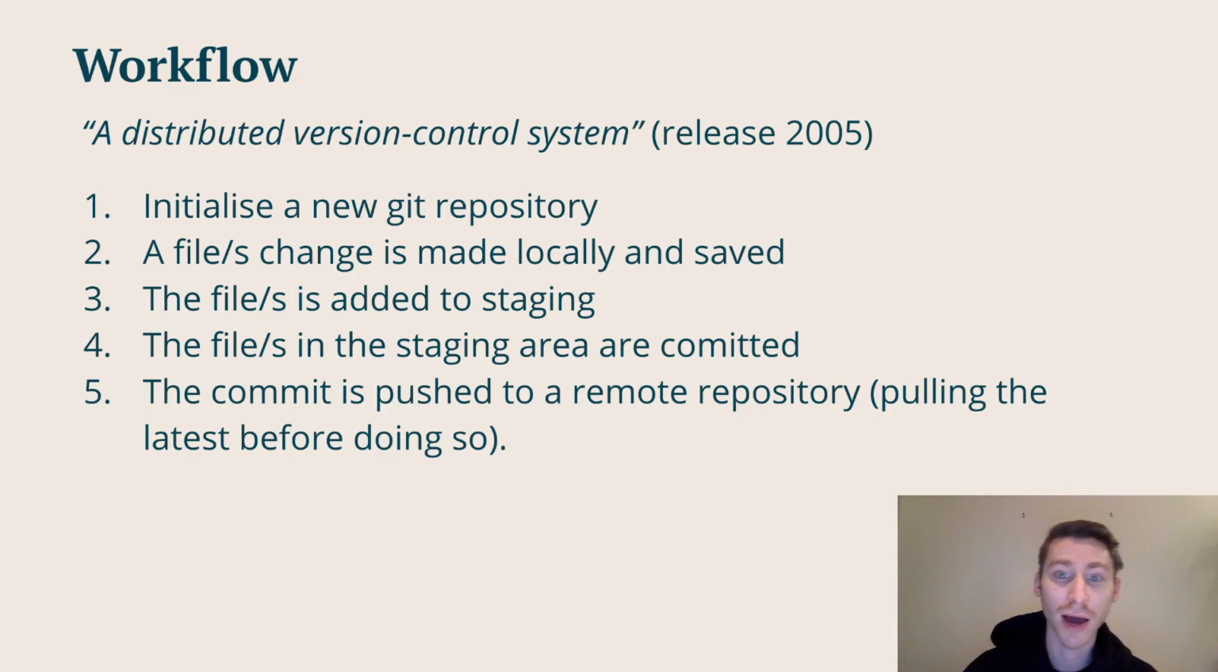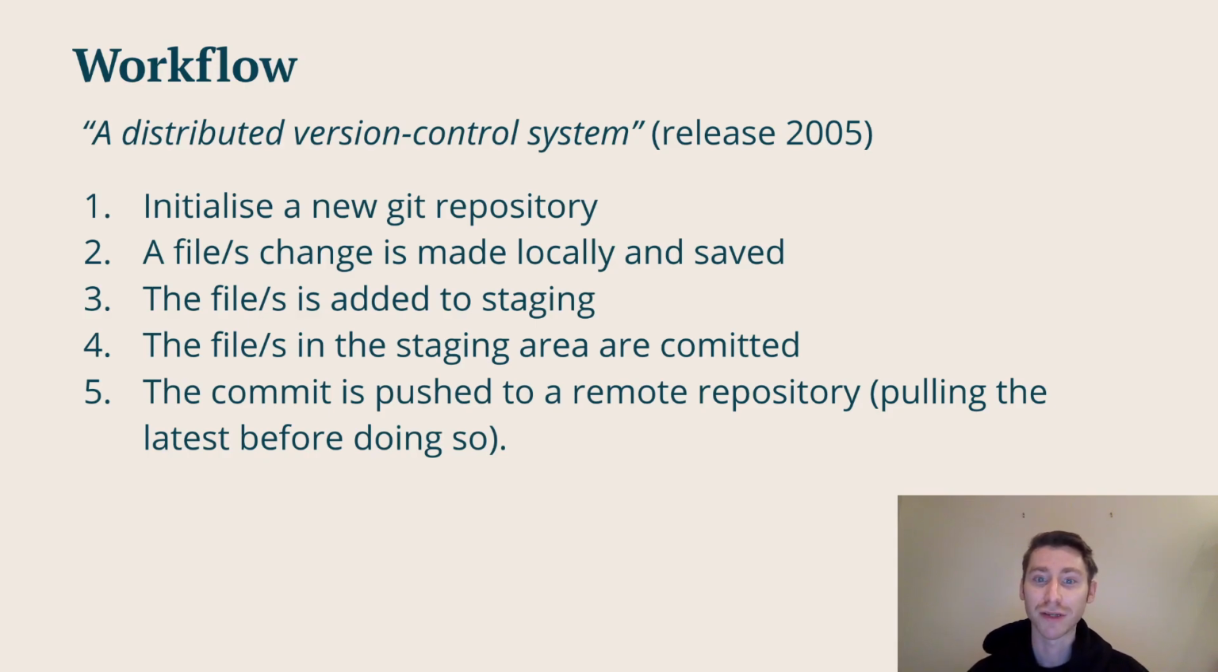I'm not going through how it is used, but the basic workflow can be summarized by the following 5 steps. We initialize a new Git repository. A file change is made locally and saved. The file is added to staging. The files in the staging area are committed. Finally, the commit is pushed to a remote repository, pulling in the latest before doing so.